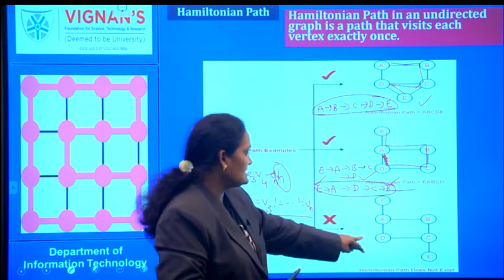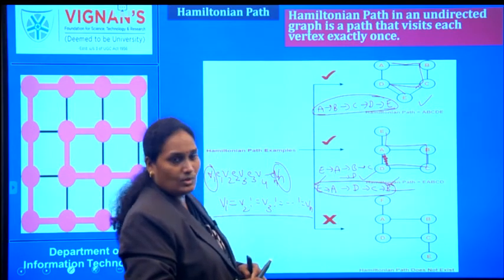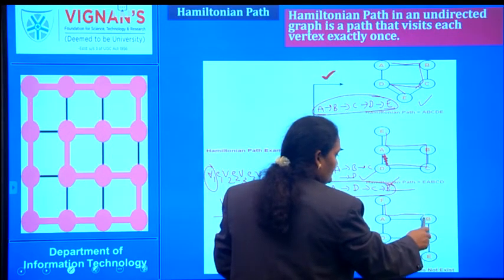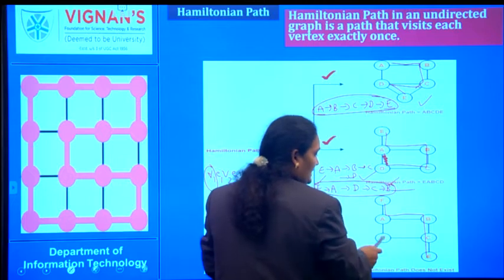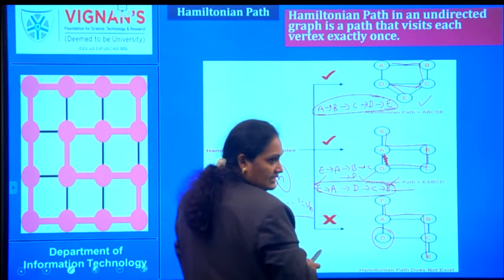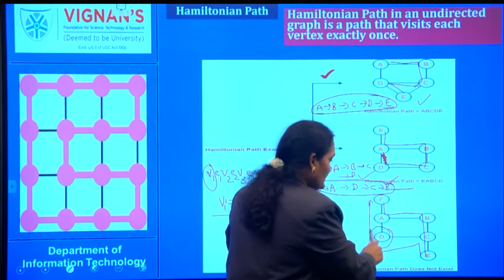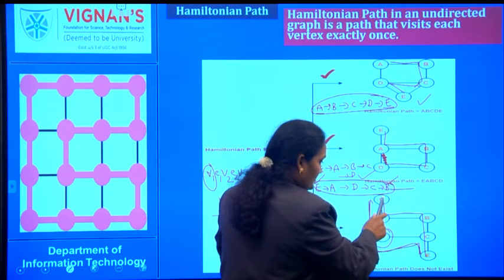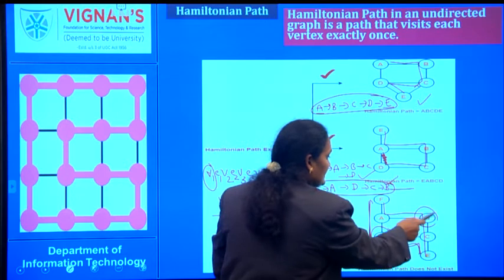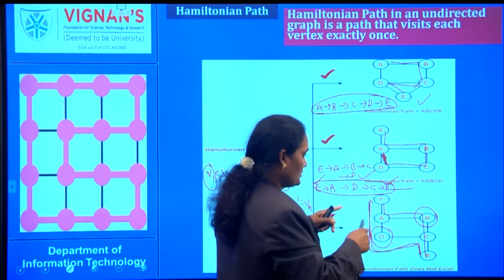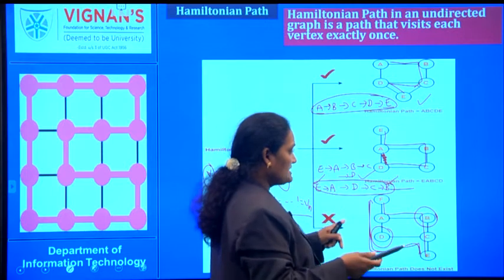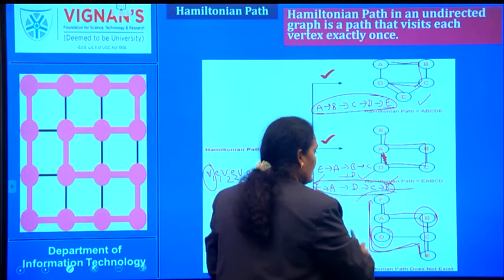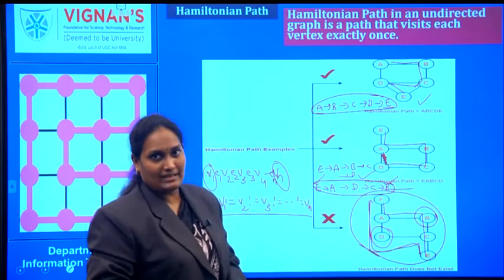Now if you observe this graph, there is no Hamiltonian path. If you move in this direction, you can move here, but we cannot visit D. If we move in this direction, we can visit F, A, D, C, E, but we are not visiting C. So in whichever direction you move, you miss one vertex. That's why this graph does not have any Hamiltonian path.